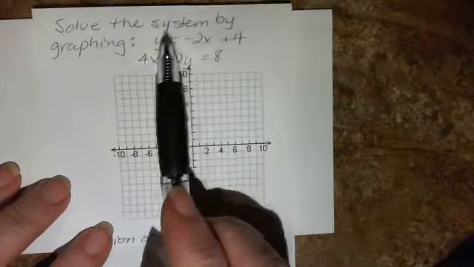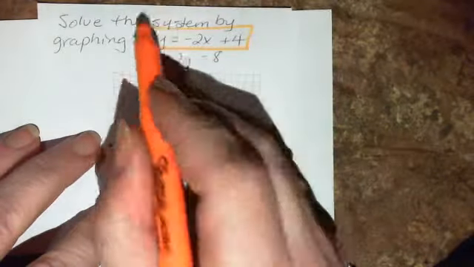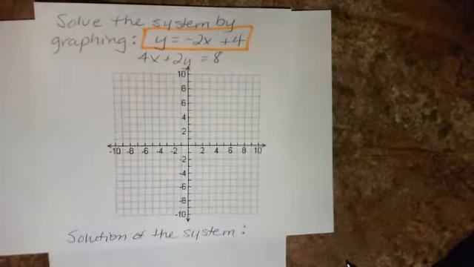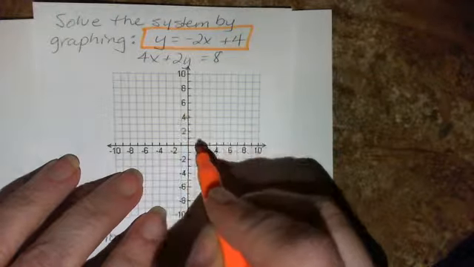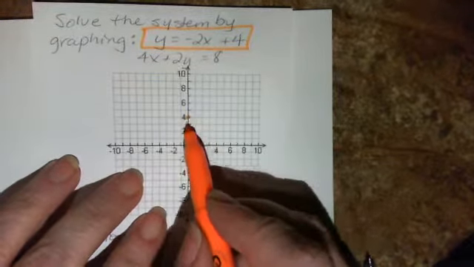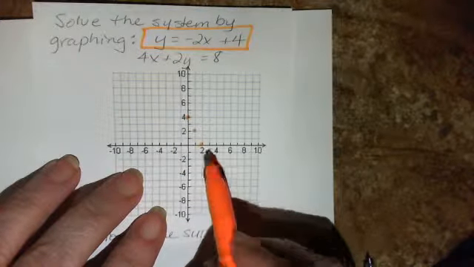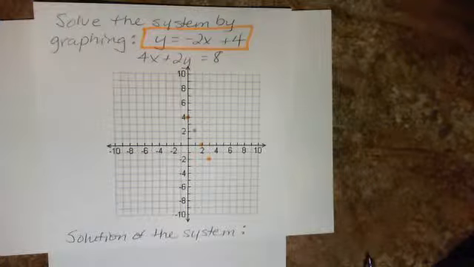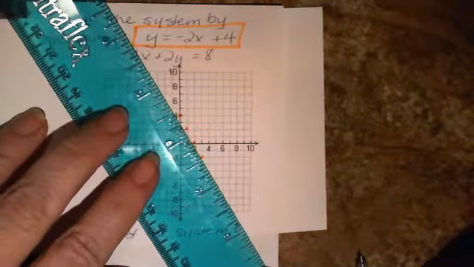Solve the system by graphing. y = -2x + 4, so let's take that one first. y = -2x + 4. So we see the y-intercept is 4, and the slope is negative 2, so down 2 over 1. So we'll carefully graph this.